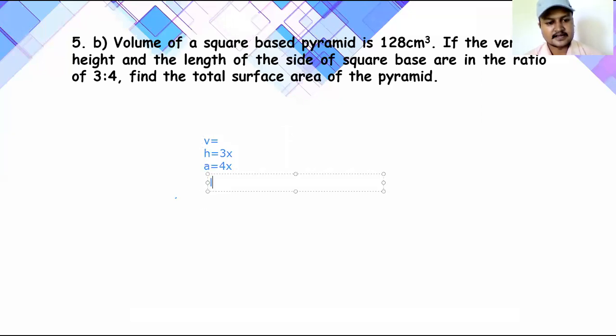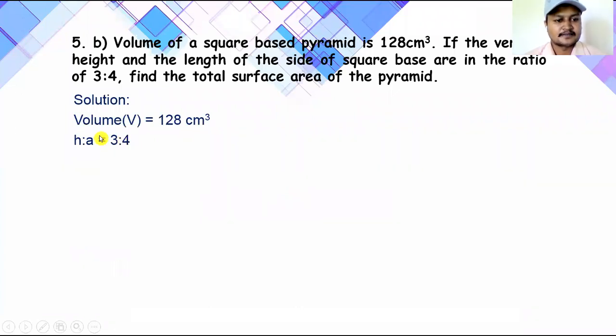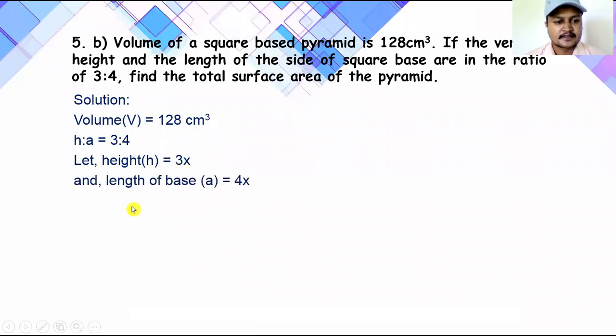We need to find the slant height L, then we can find the total surface area. Look at your screen. First thing given is volume 128 cm³. The ratio of vertical height and length of base is 3:4. So let height be 3x and length of base be 4x. Total surface area is asked of us.